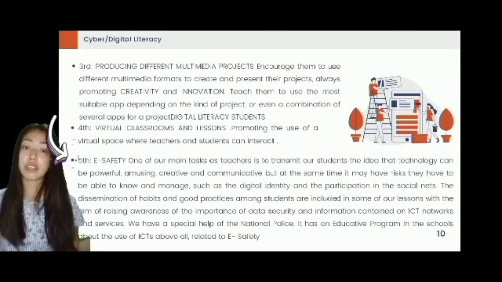So for e-safety, as teachers, we are tasked to give ideas to our students that technology is very useful, especially in today's generations, because we all know that technology is the means of our communication nowadays. But we should also make them aware that technology also has risks that they need to know and manage, especially when it comes to their digital identities. We should make them aware of the possible risks that may happen in security and the importance of data security.